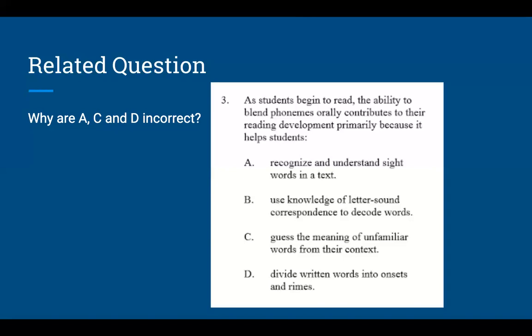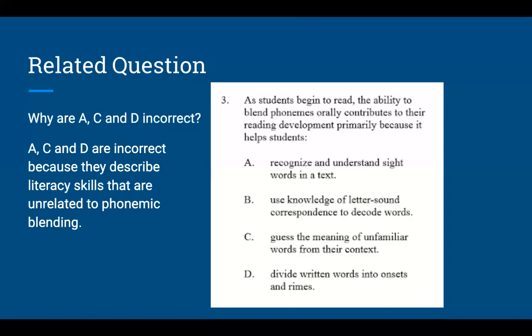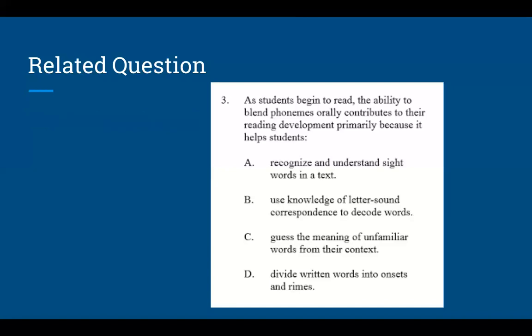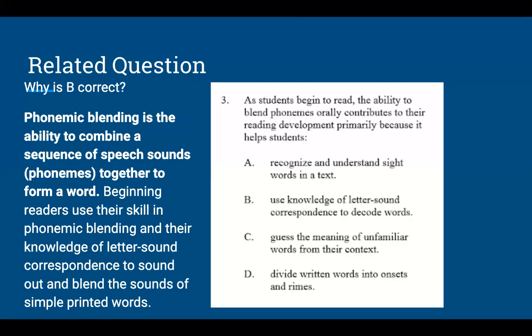Use knowledge of letter sound correspondence to decode words. Taking in that consistent understanding that C makes the k sound, A makes the A sound, and T makes the T sound is how it'll help them begin to read. They can put those sounds together. So blending phonemes contributes to reading development because there's a correspondence, which is the alphabetic principle, between those letters and the sounds that come with those letters. Phonemic blending is the ability to combine a sequence of speech sounds, phonemes, together to form a word. Beginning readers use their skill in phonemic blending and their knowledge of letter sound correspondence to sound out and blend sounds of simple printed words.